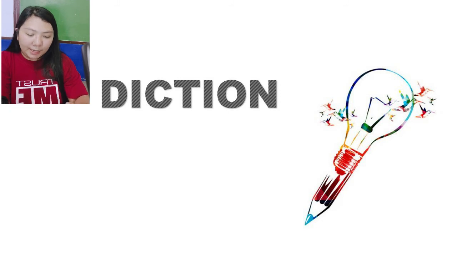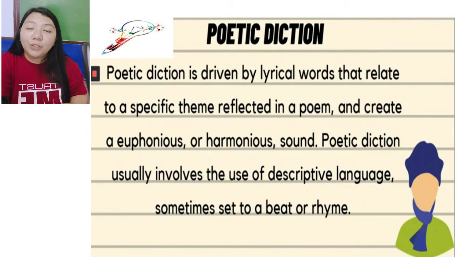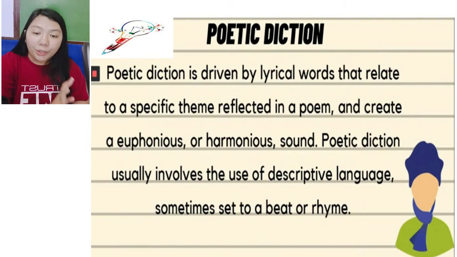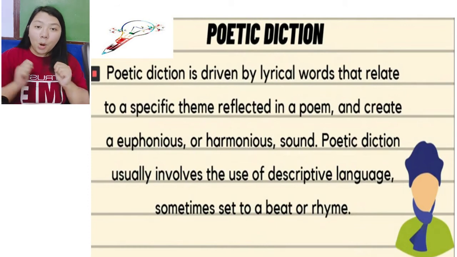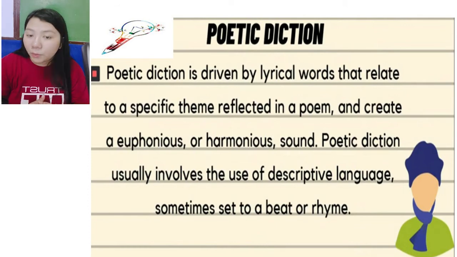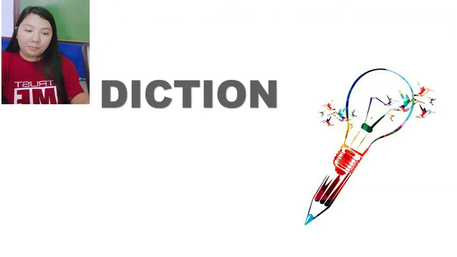And I think it's the last one, we have poetic diction. So poetic diction is driven by lyrical words that relate to a specific theme reflected in a poem. So it's usually used in a poem and creates a euphonious or harmonious sound. Poetic diction usually involves the use of descriptive language, sometimes set to a beat or rhyming words.